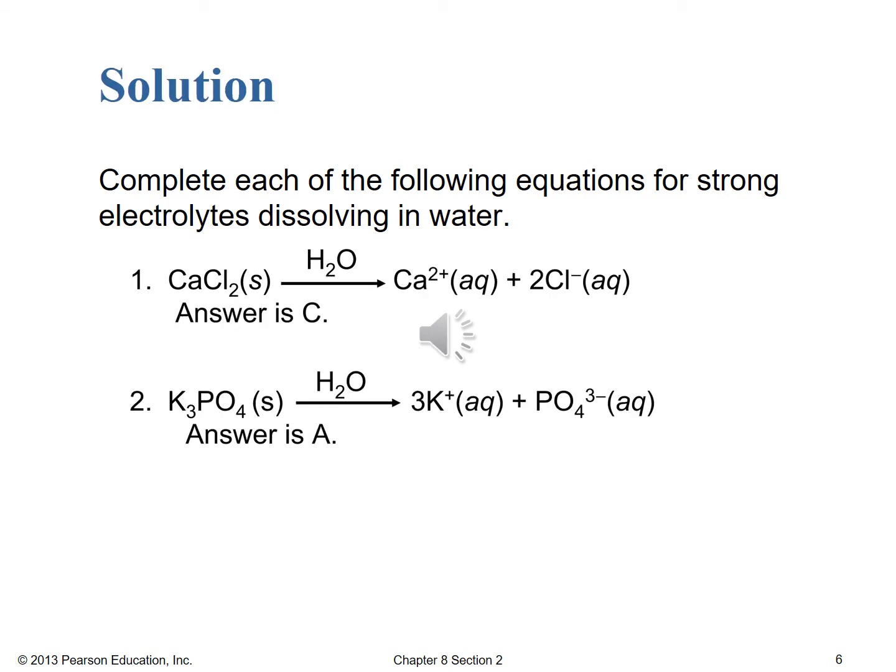Okay, so for that calcium chloride example, the correct answer is C, where the calcium 2+ ions are aqueous, dissolved in water, and 2 chloride ions aqueous for each mole of the CaCl2 solid that dissolves in the water. For number 2, the best answer is A, the potassium phosphate dissolves to give 3 moles of potassium ions aqueous plus 1 mole of phosphate ion aqueous for every mole of potassium phosphate that dissolves in water. So hopefully that was pretty trivial, but again, it's some practice on prior concepts, adding on this idea of strong electrolytes.